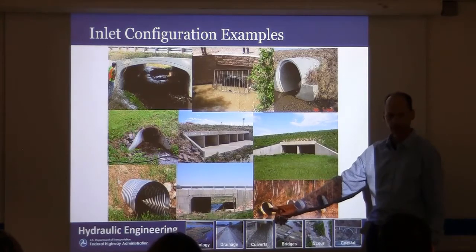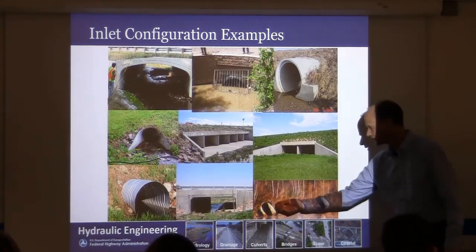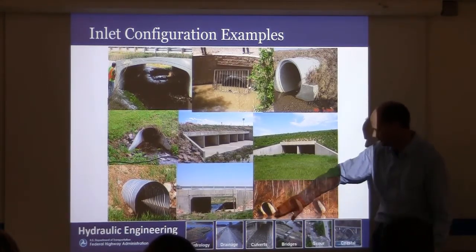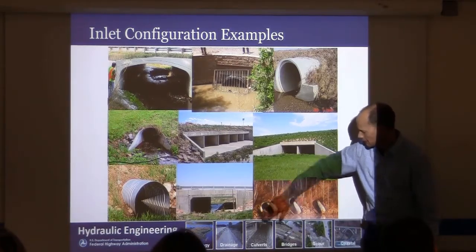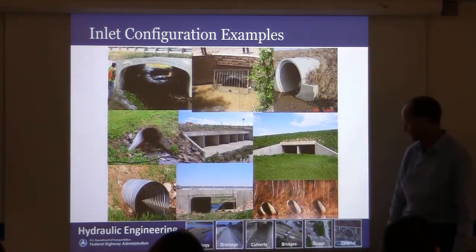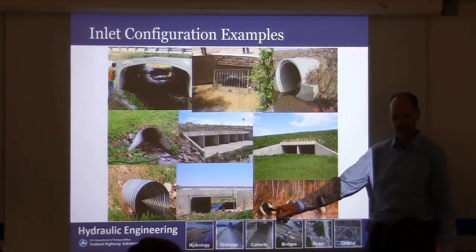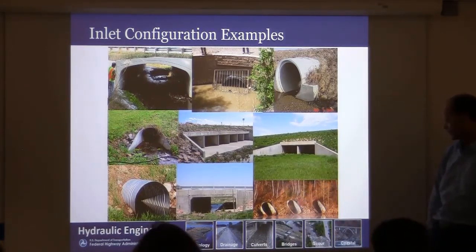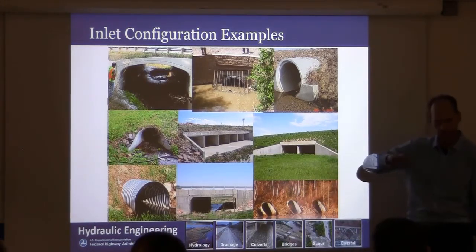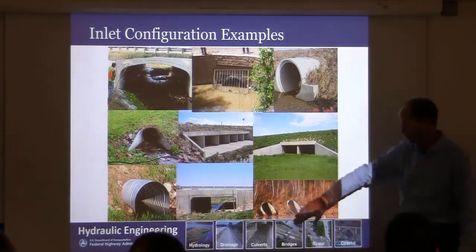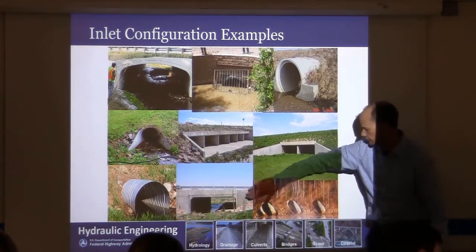These are probably thin edge projecting because they're sticking out a little bit. You can see that maybe at some point they were tapered to the fill slope, but it looks like there's been some erosion around here, so it probably transitioned back into thin edge projecting. I wouldn't take credit for these being tapered to the fill slope, but that's the general idea. You take that pipe and you cut it and you make it flush with the fill.